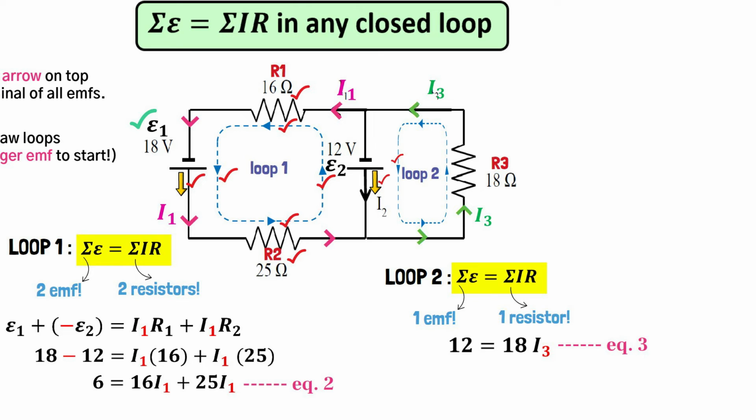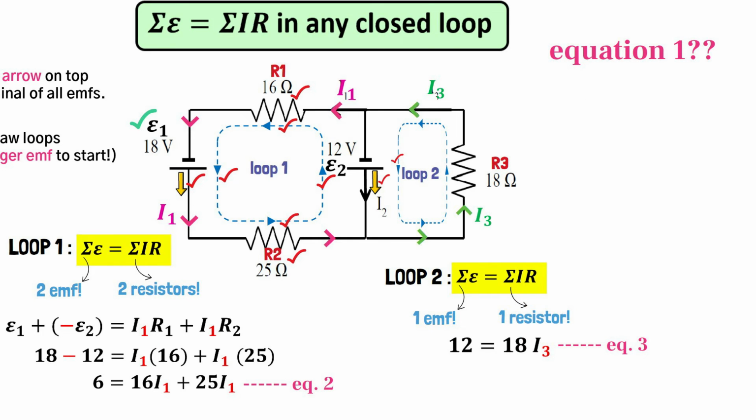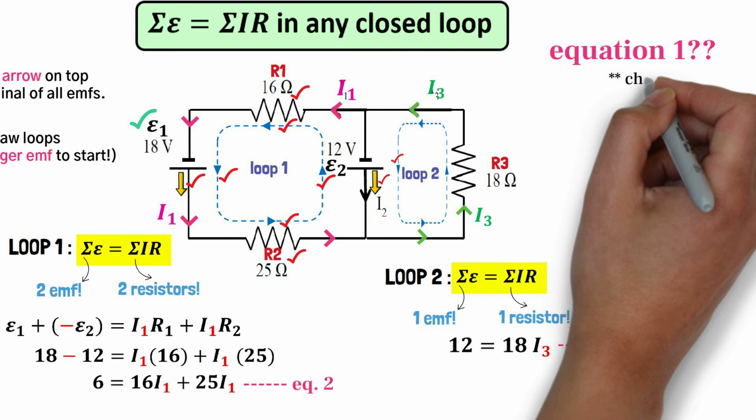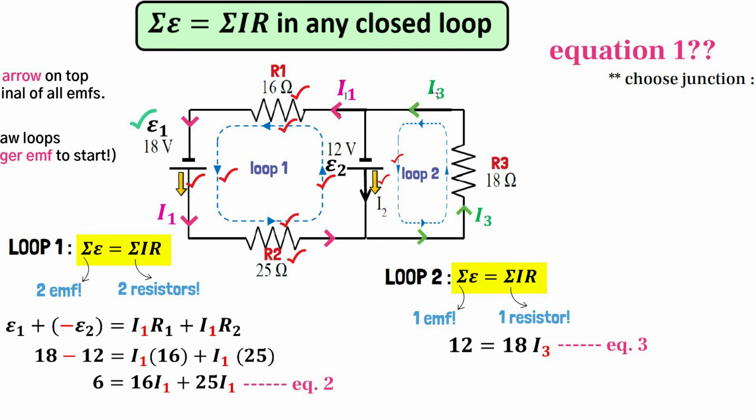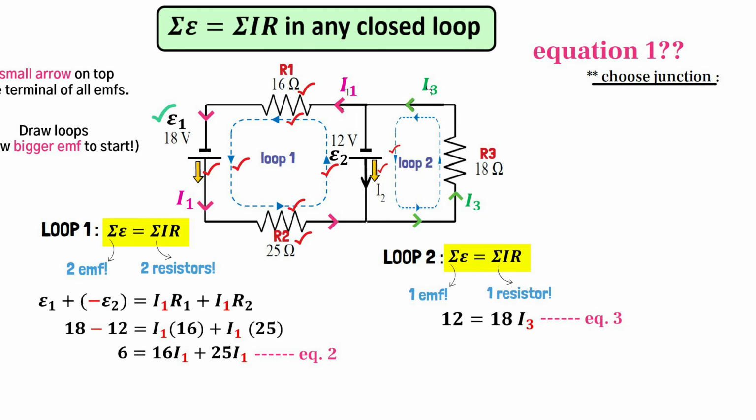So now saya kata tadi equation kedua daripada loop pertama, equation ketiga daripada loop yang kedua. Bagaimana pula equation yang pertama? Equation yang pertama, ingat lagi tak? Kita ada current rule yang kita baru saja discuss tadi. Jadi kita perlu choose any junction yang kita nak untuk kita construct one equation from current rule. So saya pilih junction di bawah ini.